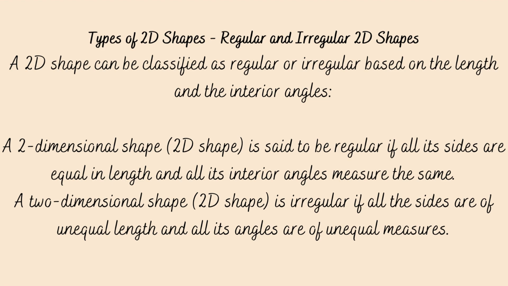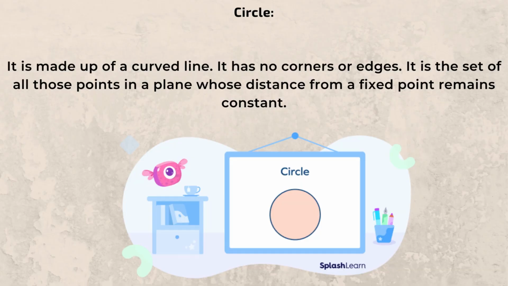2D shapes can be classified as regular or irregular based on the length of sides and the interior angles. A two-dimensional shape is said to be regular if all of its sides are equal in length and all of its interior angles measure the same. A two-dimensional shape is irregular if all of its sides are of unequal length and all its angles are of unequal measures.